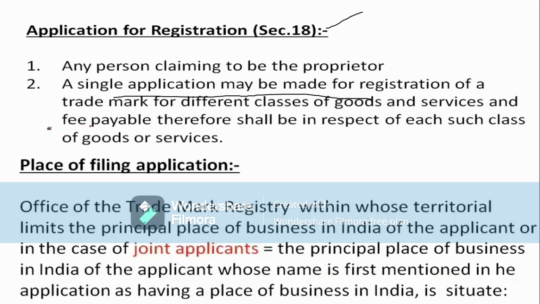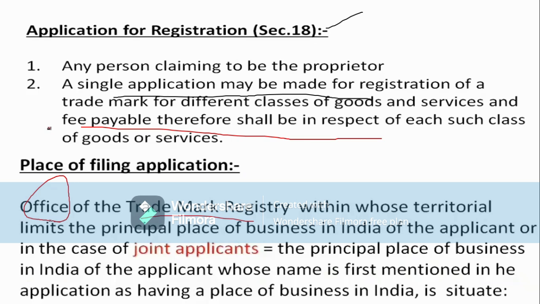And the fee payable shall be in respect of each class of goods or services, depending upon the good or the type of the service. The fee will be differentiated, and according to that we have to pay the fees and register our trademark. Now, place of filing application. Place of filing means the office of the trademark registry, where we are going to locate our office. There only we have to register.